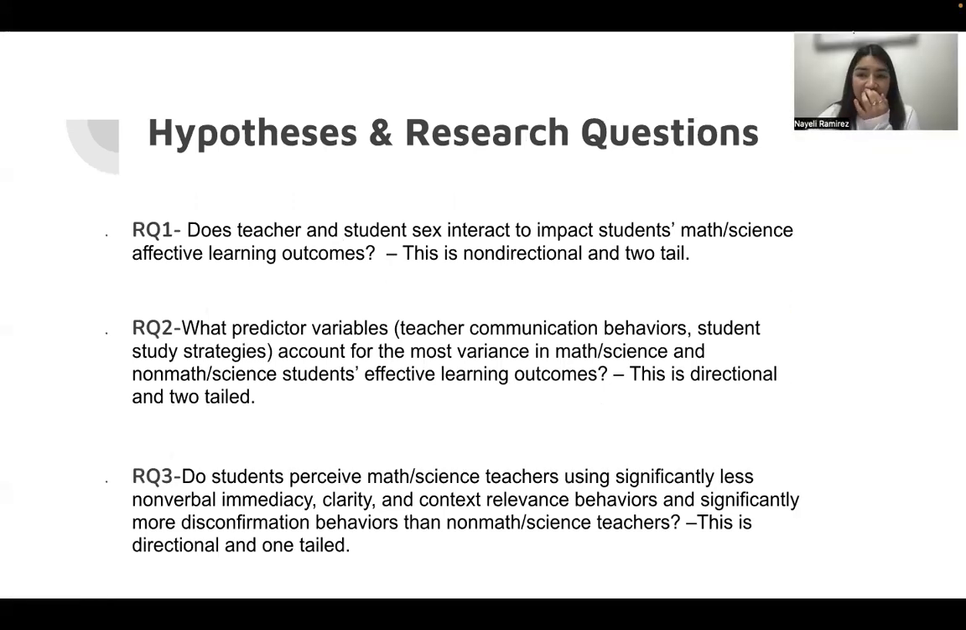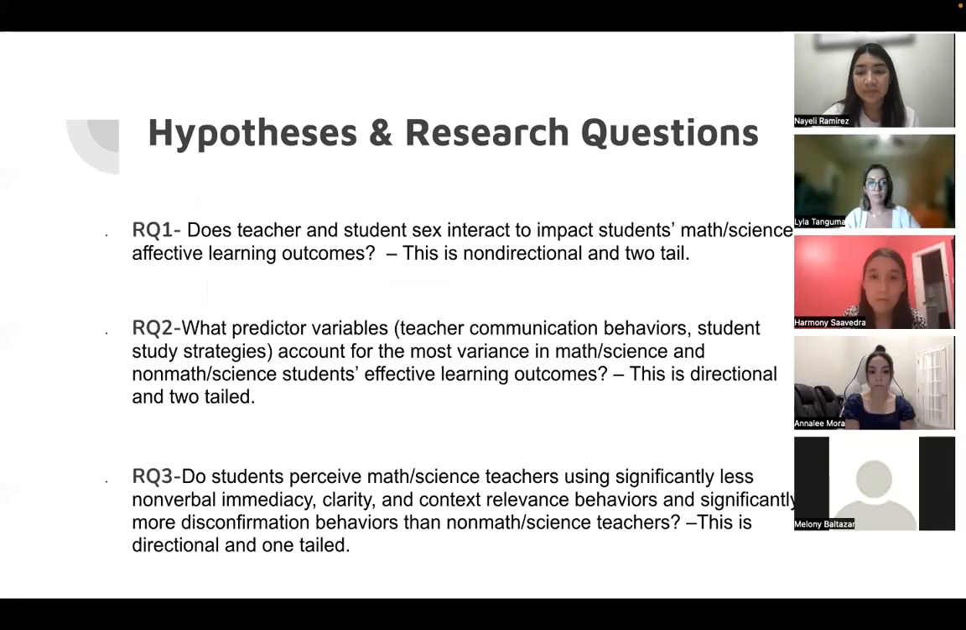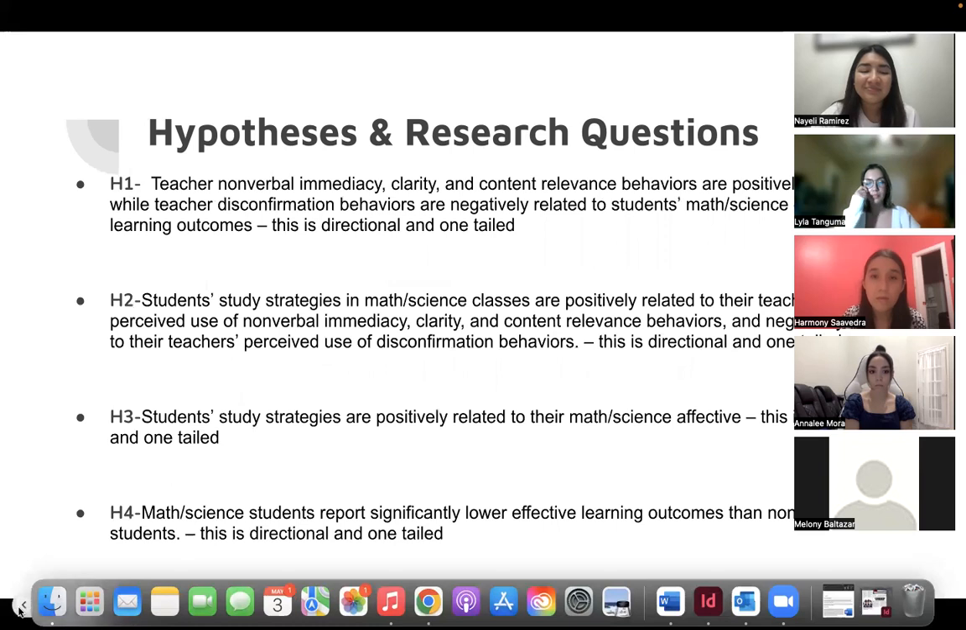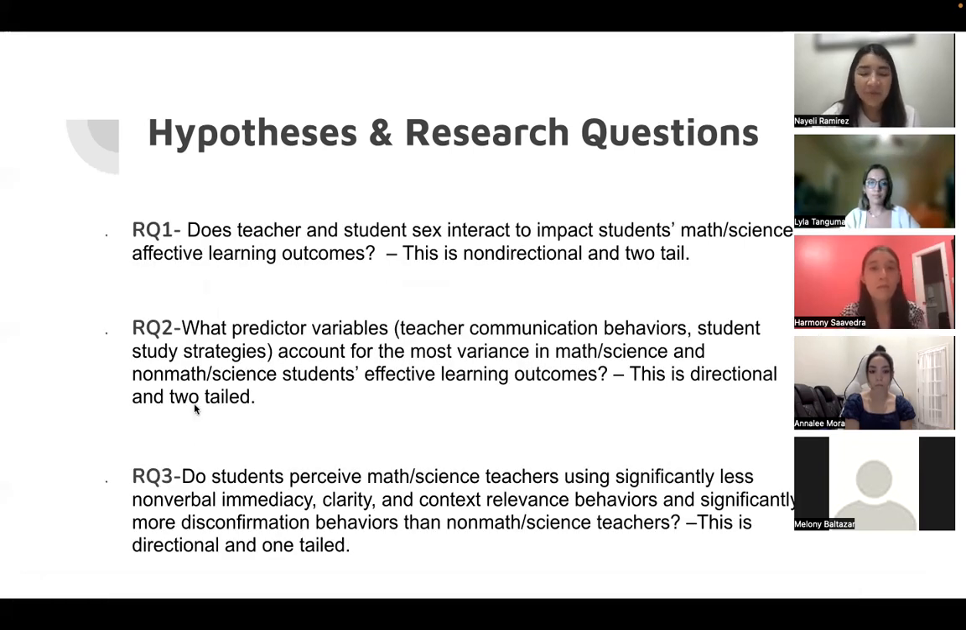Hypothesis and research questions. Research question number 1, does teacher and student sex interact to impact student math/science effective learning outcomes? This is non-directional and two-tailed. Research question number 2, what predictor variables, teacher communication behaviors, and student strategies account for the most variance in math/science and non-math/science students' effective learning outcomes? This is directional and two-tailed.